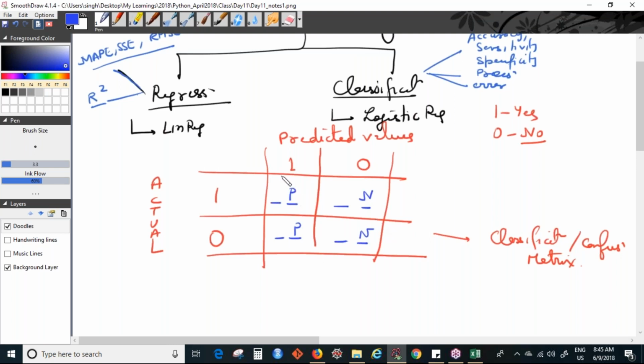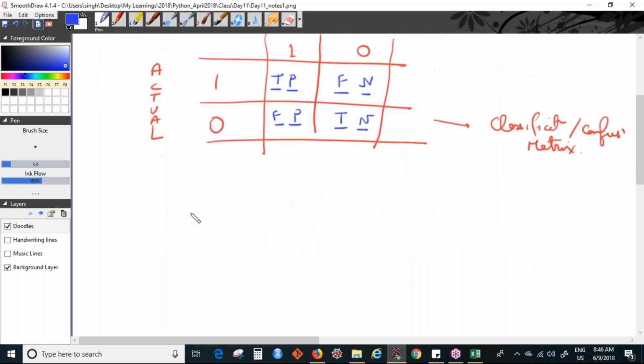Now it is easy. All you have to do is check whether the row name and the column name match or not. If they match, you write true. If they don't match, you write false. So these are the terms. If our actual value is 1 and you predict a 1 for it, we call it true positive. If our actual value is 1 but you predict a 0 for it, it is a false negative, and so on. Now using these values, we can compute the evaluation parameters.